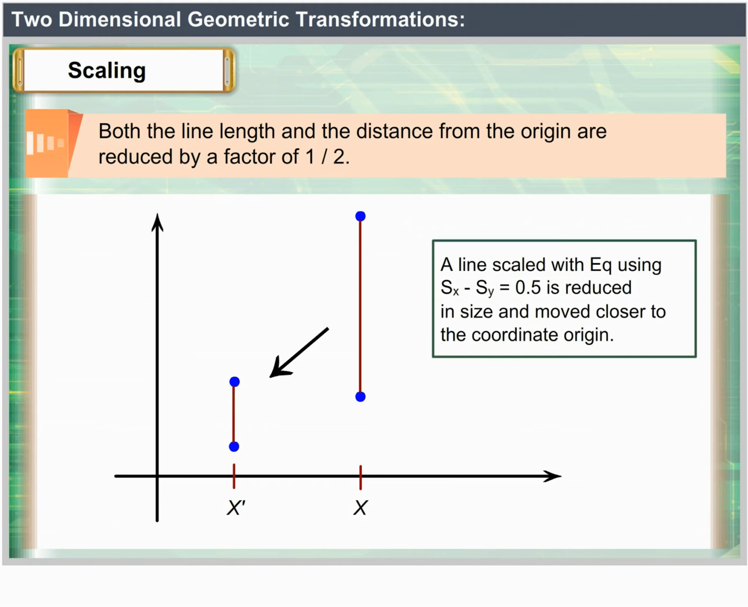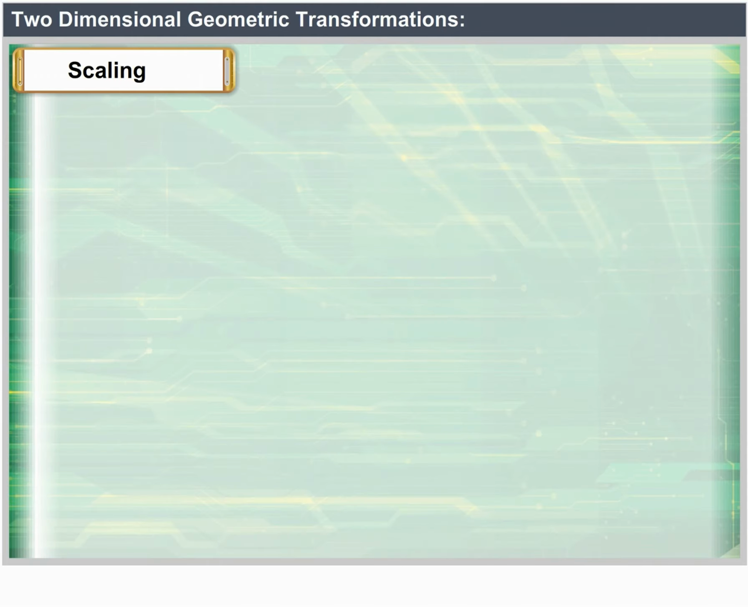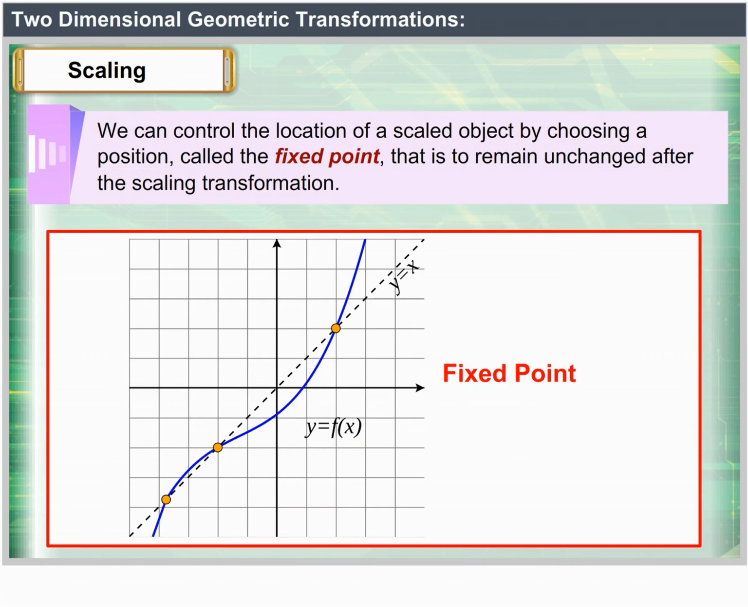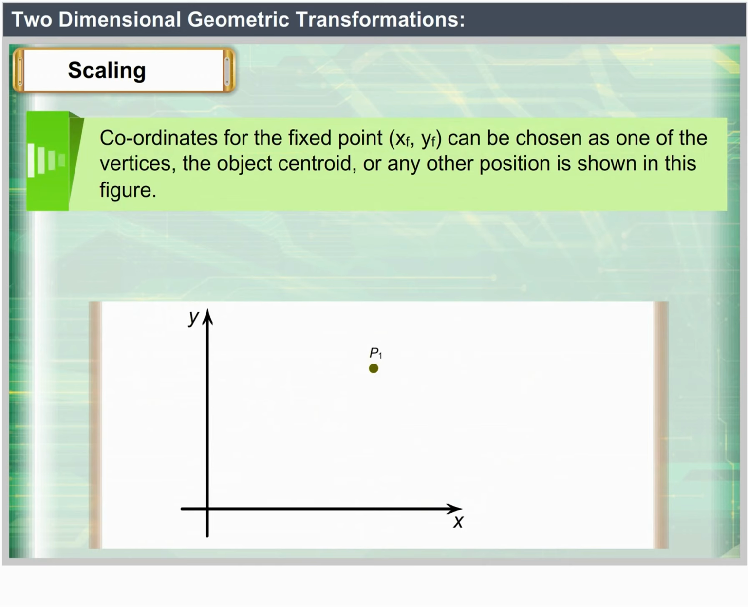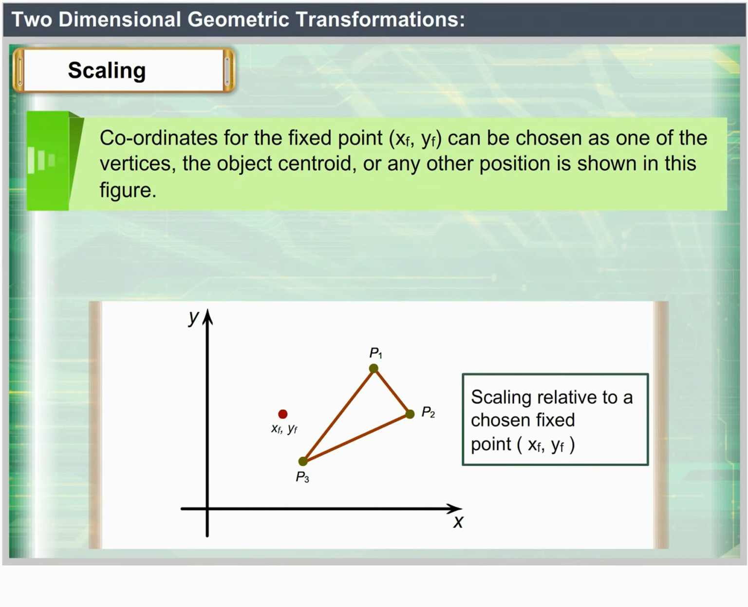We can control the location of a scaled object by choosing a position called the fixed point, that is to remain unchanged after the scaling transformation. Coordinates for the fixed point xf, yf can be chosen as one of the vertices, the object centroid, or any other position as shown in this figure. This figure shows a scaling relative to a chosen fixed point xf, yf. A polygon is then scaled relative to the fixed point by scaling the distance from each vertex to the fixed point.